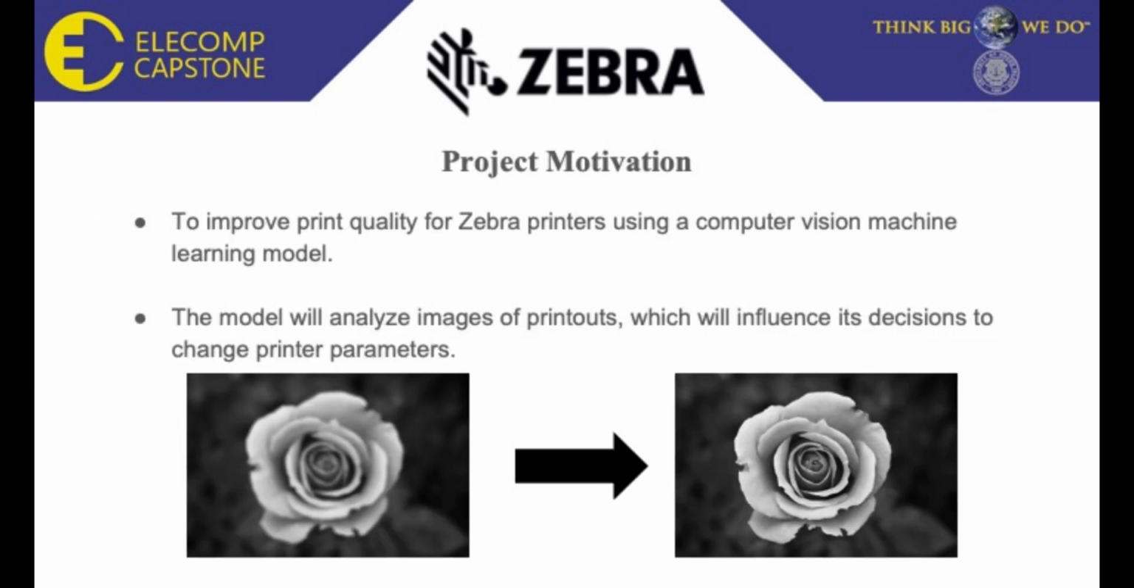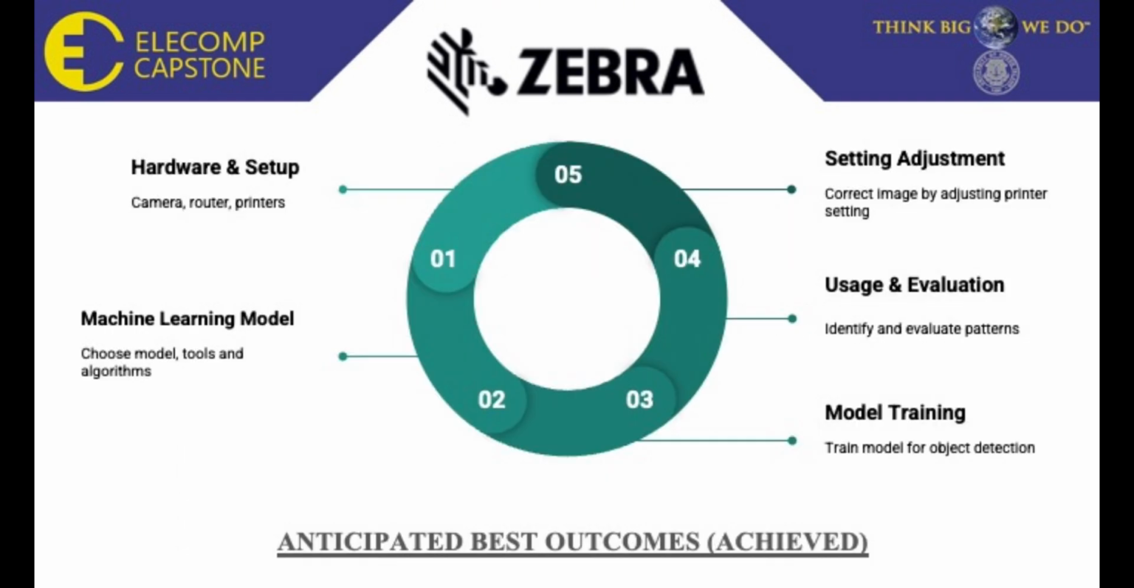This project's motivation revolves around improving print quality for Zebra printers using a computer vision machine learning model. The model works by analyzing images of printouts, which will commonly be blurry or smudged, and will influence its decisions to change the printer's settings. As you can see below, there's an example of a blurry picture of a rose, which is then enhanced in quality. This simulates what occurs when we run our loop. For anticipated best outcomes, we've achieved them this semester.